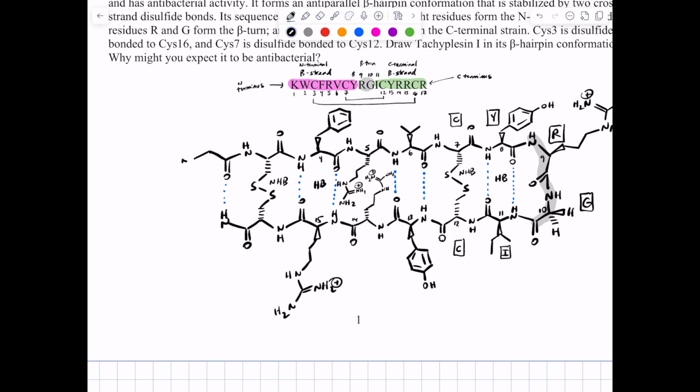And then an NH hydrogen bound to a carbonyl oxygen. Let's see, that was 15, 16. This is amino acid 17 on the bottom, and again, it is an arginine.